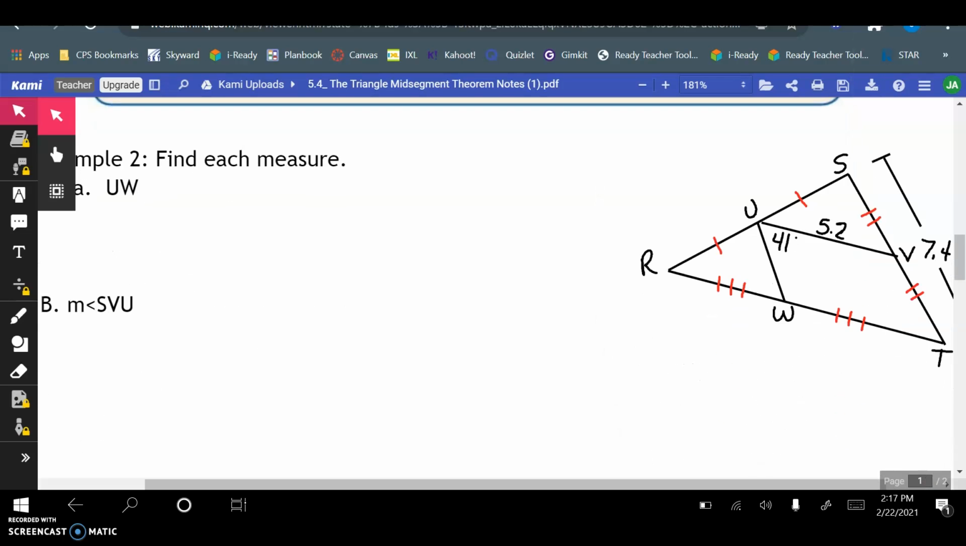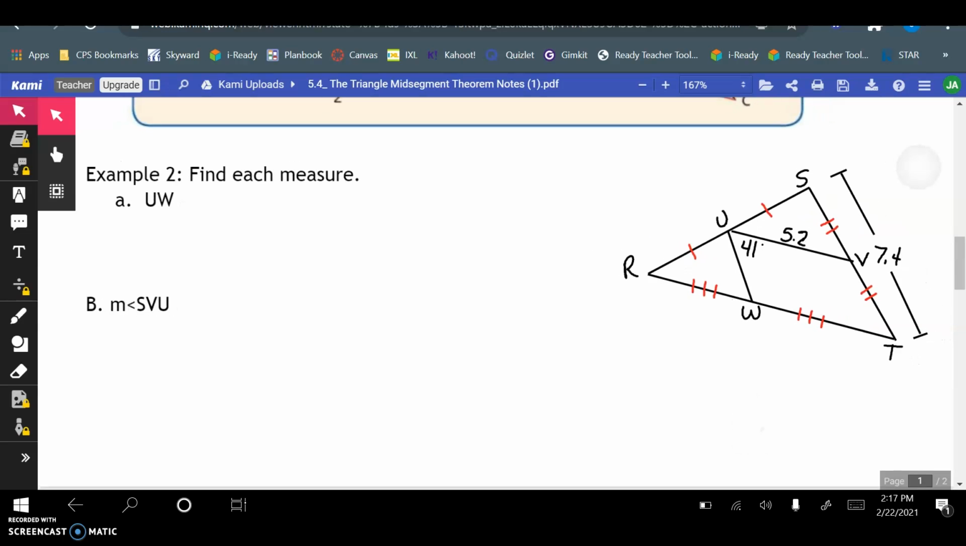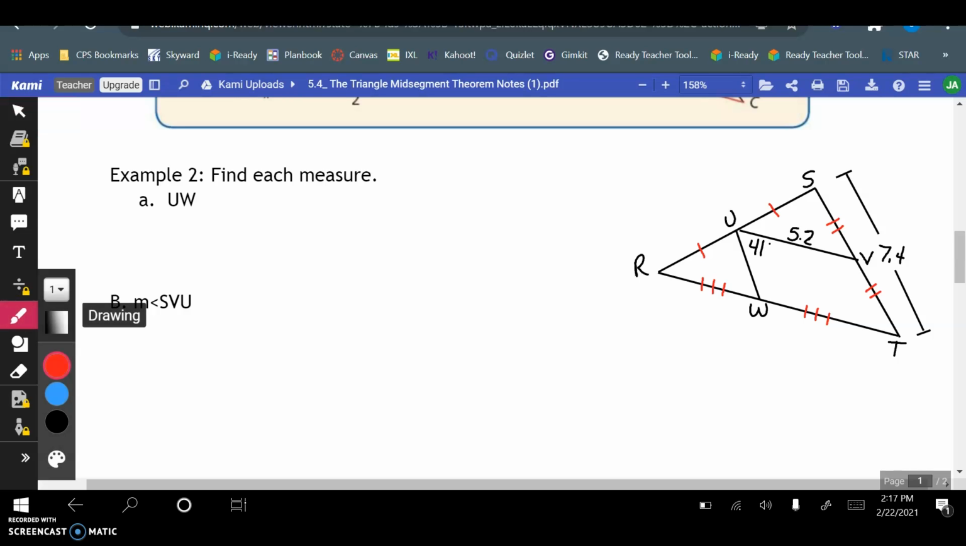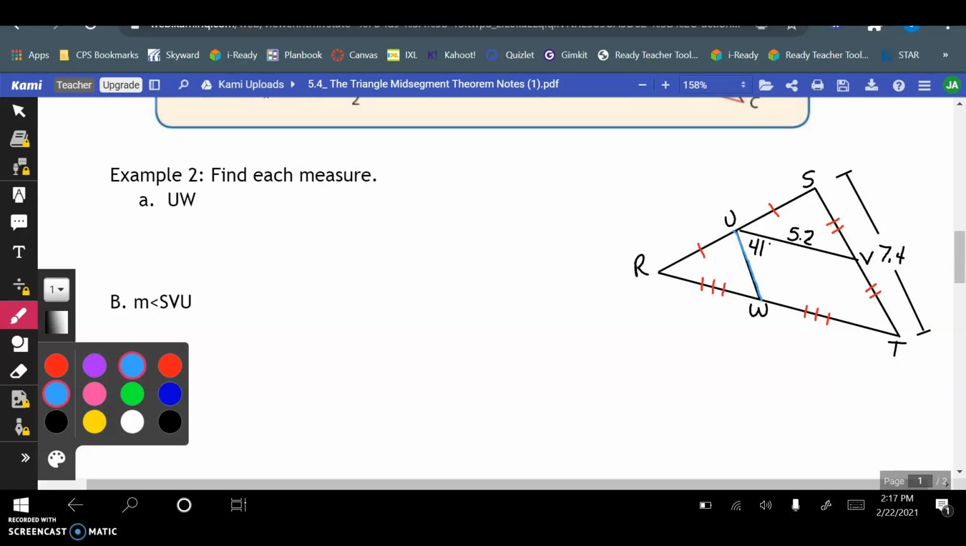For example 2, we are going to have to find each measure. So UW is right here. I'm doing a different color. There's UW. Its parallel side is right here, which is labeled 7.4. So UW is half of that. We have to figure out what half of 7.4 is, and that is 3.7. So the length of UW is 3.7.